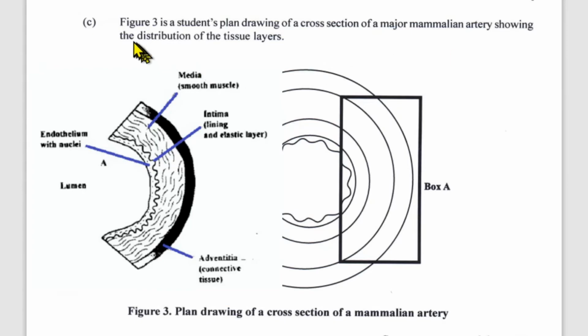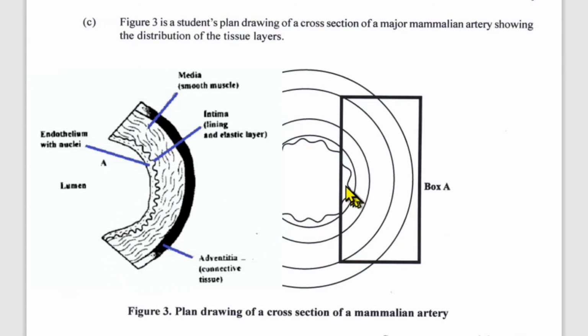Alright, let's look at C. Figure 3 is a student's plan drawing of a cross-section of a major mammalian artery showing the distribution of the tissue layers. And the question here is to, in the region highlighted by the box labeled A, on figure 3, draw cellular details of the tissue layers. You don't have to redraw it, but you draw it inside this box here. And there's 4 marks, so you're going to have about 4 different points here.